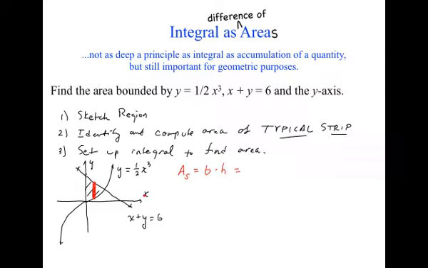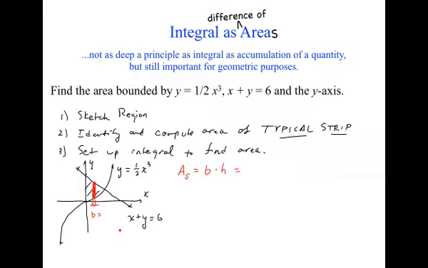So now I want to work on step 2. I've drawn a typical strip. The bottom of this region is our y equals x cubed graph, and the top is x plus y equals 6. So a typical strip would go from there to there. Now we want the area of the typical strip. What is the base of the typical strip?